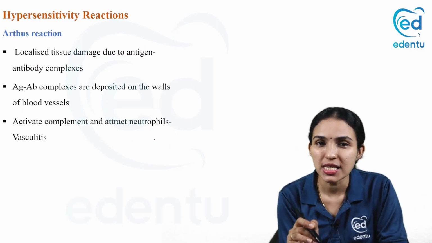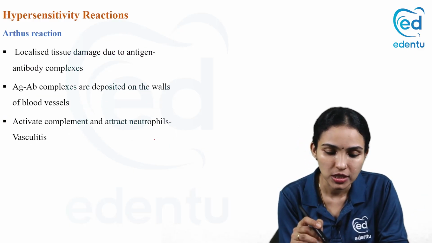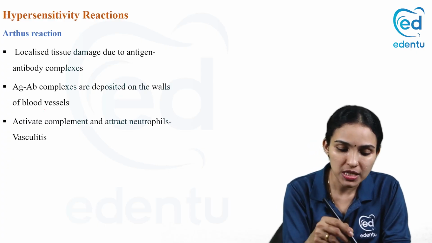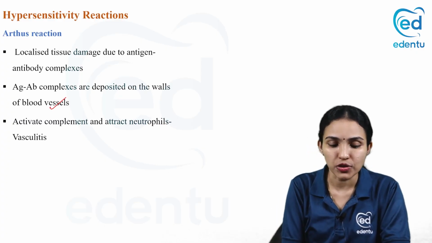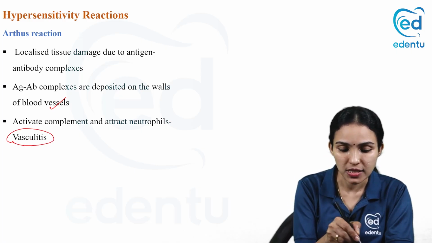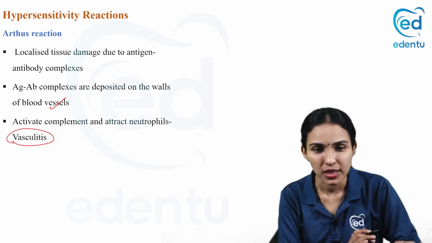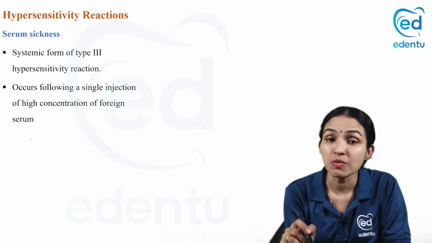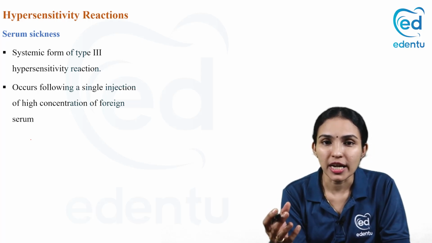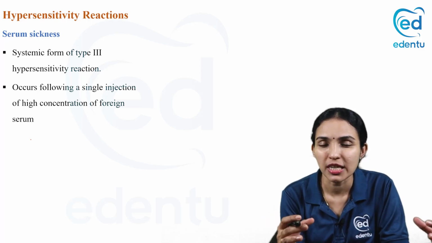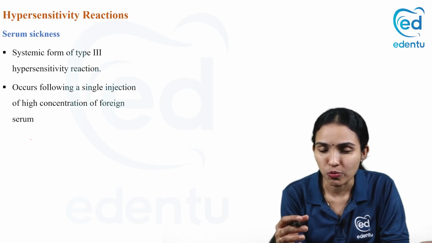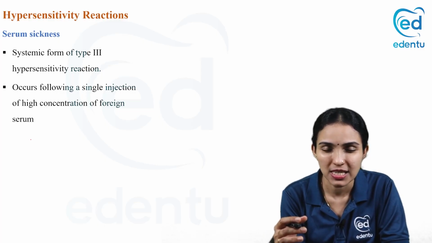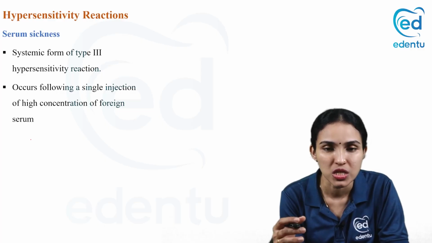Arthus reaction is actually a localized form of type 3 reaction, and here the antigen antibody complexes get deposited on the walls of the blood vessels, activate complement and attract neutrophils, leading to vasculitis. So Arthus reaction is a kind of local vasculitis, whereas serum sickness is because of administration of serum which is derived from some other species, like equine horse serum, which is administered to humans. For example, in tetanus, we give anti-tetanus serum if it is horse derived.